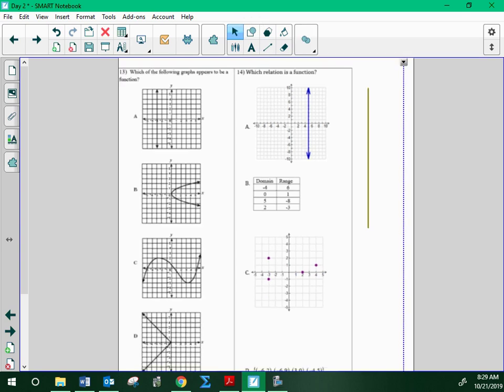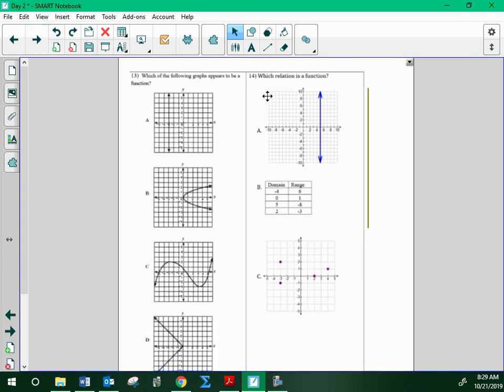So as I move that along, for A, we can see it fails. There's that line. It is a vertical line, so it fails the vertical line test. Let's check B. It hits one point there, we're fine, but the second we move it over, we can see it hits in two different spots.